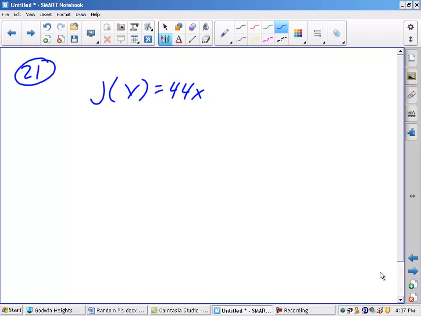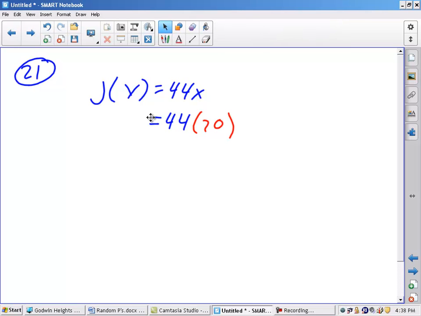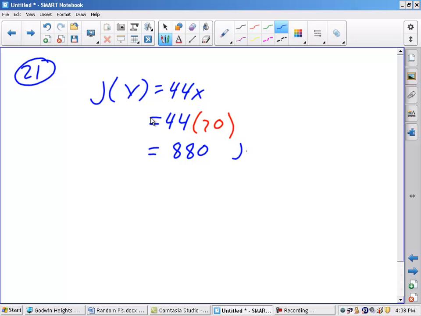Number 21 says the function j of x equals 44x represents the number of jumping jacks you can do in x minutes. How many jumping jacks can you do in 20 minutes? Well, seems obvious. You just simply put 20 in place of the x and evaluate it. And 44 times 20 gives you 880 jumping jacks.